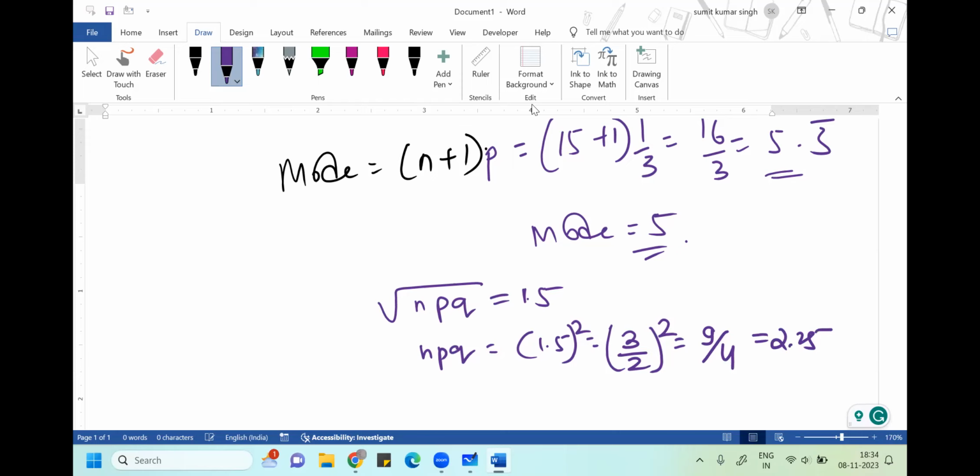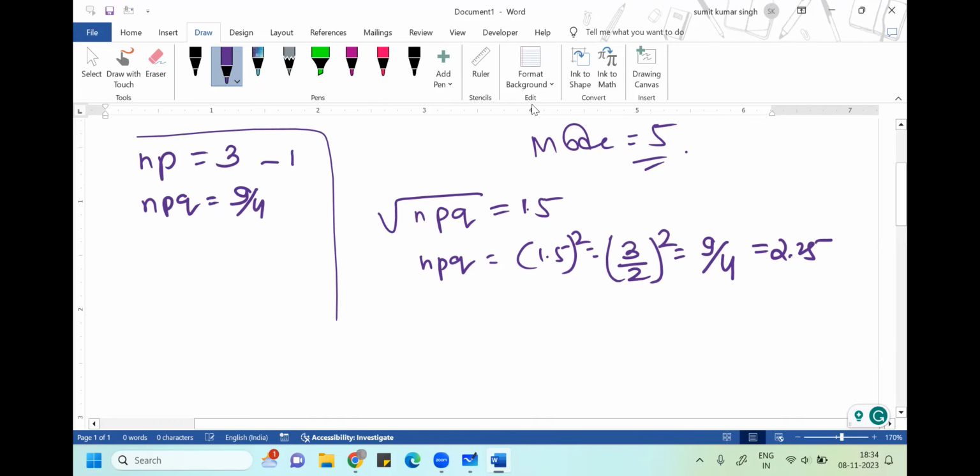Because I don't want to use a calculator, I'm just converting them into fractions. If you are comfortable using a calculator, even then a calculator is allowed in the exam, it's up to you. But I'll try to avoid using a calculator as much as I can. So that's why I converted it into a fraction. I hope you people won't mind if I do it like this. So your n into p is 3 and your npq is equal to 9 by 4. You can write 2.25 also, but then I may not be able to do that fast calculation.